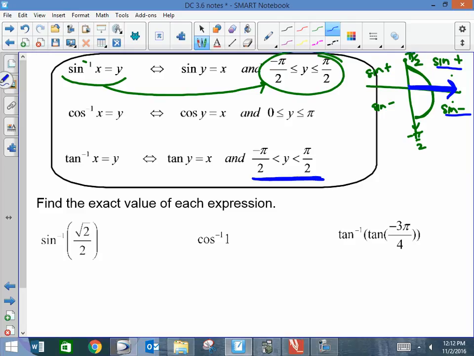Tangent has the same restrictions. Okay, because it's the same reason. Tangent is positive here. Tangent is what over here?